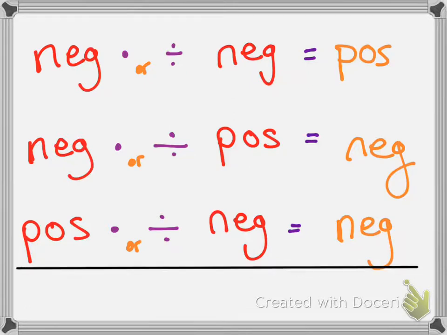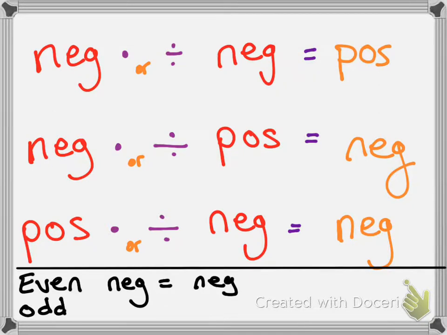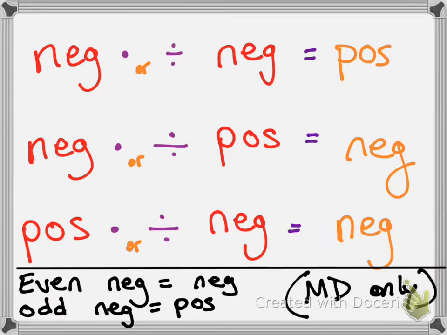Now, here is the rule. The rule behind that is, if you have an even number of negatives, then your answer will be negative. If you have an odd number of negatives, your answer will be positive. I've got it reversed. Nobody corrected me. Actually, it's wrong. Look at that, I got it reversed.